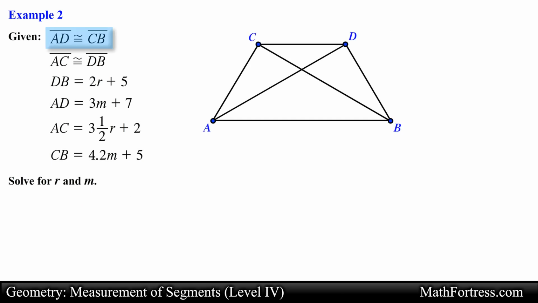Given that line segment AD is congruent to line segment CB, line segment AC is congruent to line segment DB, the length of segment DB is equal to 2R plus 5, the length of segment AD is equal to 3M plus 7, the length of segment AC is equal to 3 1/2 R plus 2, and the length of segment CB is equal to 4.2 M plus 5. Solve for the variables R and M.